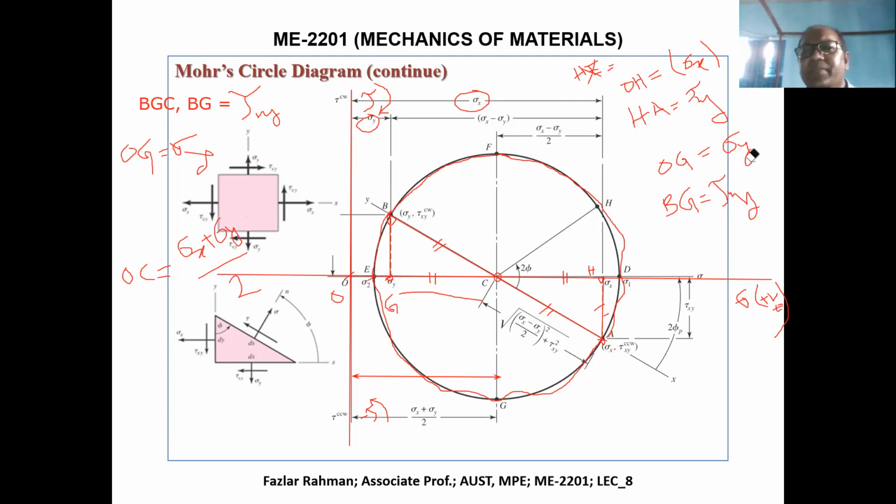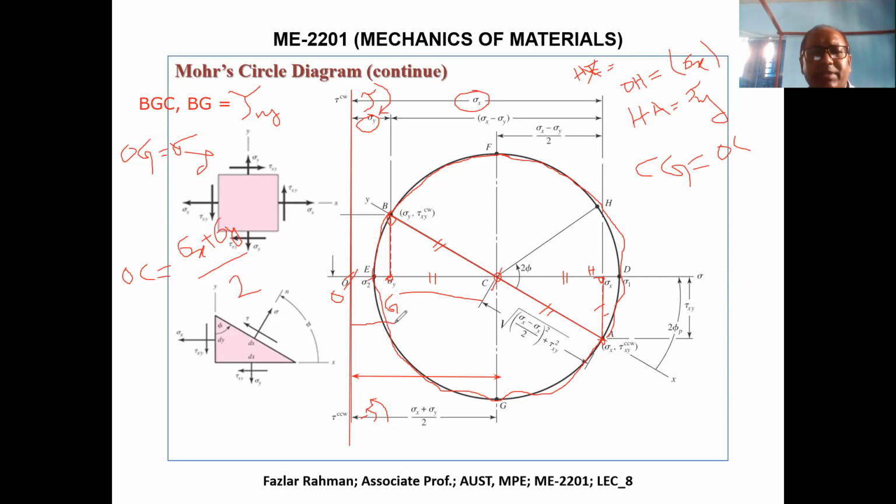If I erase all these lines, I can figure out the CG easily. If you just look carefully, this CG equals OC. I can say OC, that means the distance from here to here, minus OG. That means this much distance minus OG.